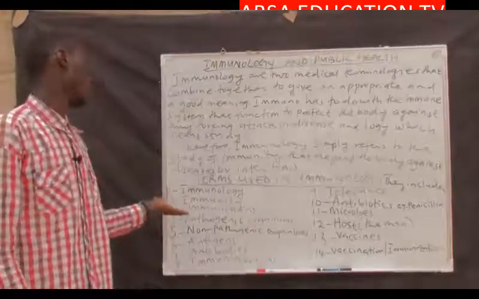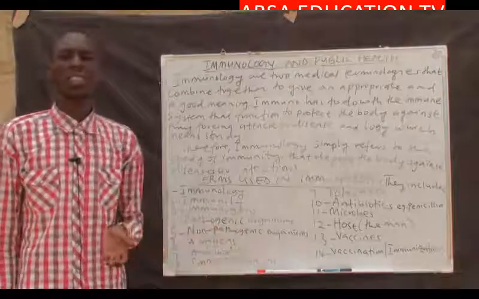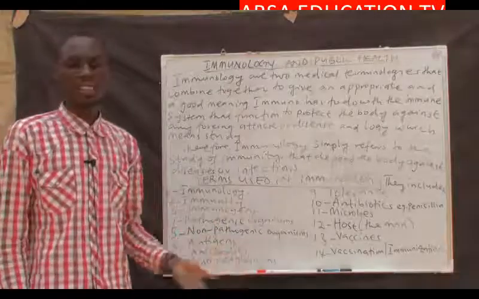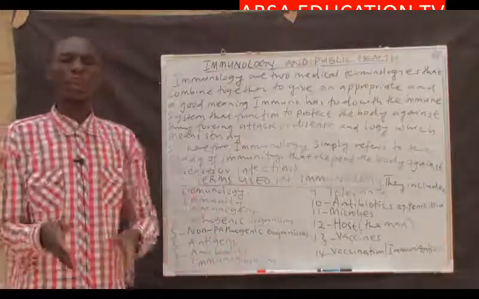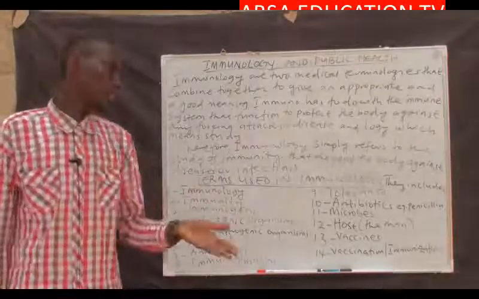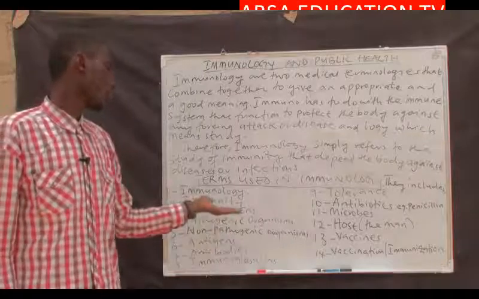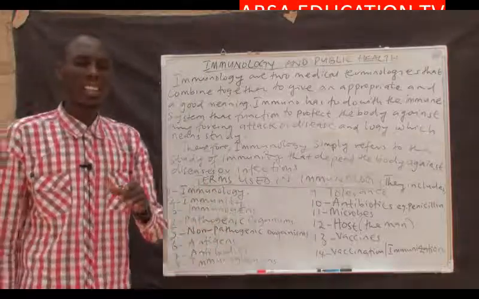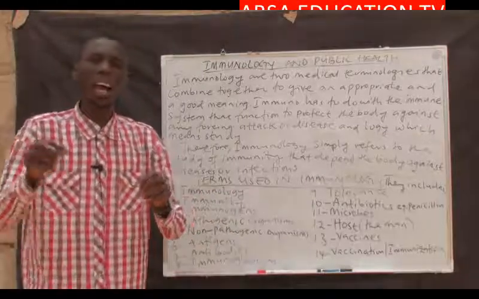Then number three is immunogens. Immunogens are the antigens that have the ability or capability to produce disease in the body. Immunogens are antigens that make the production of antibody.